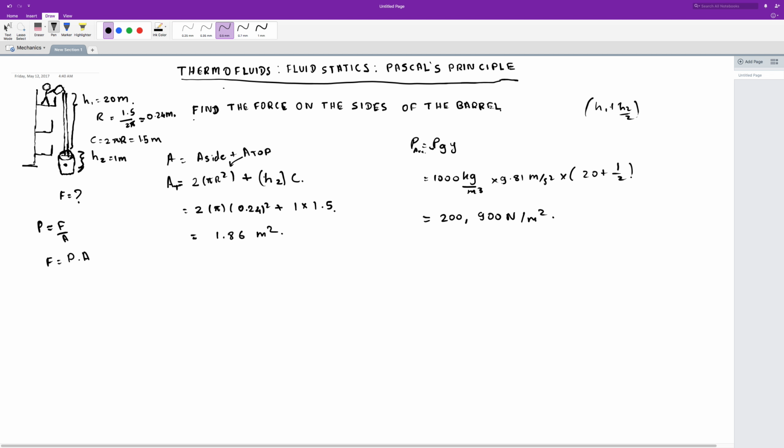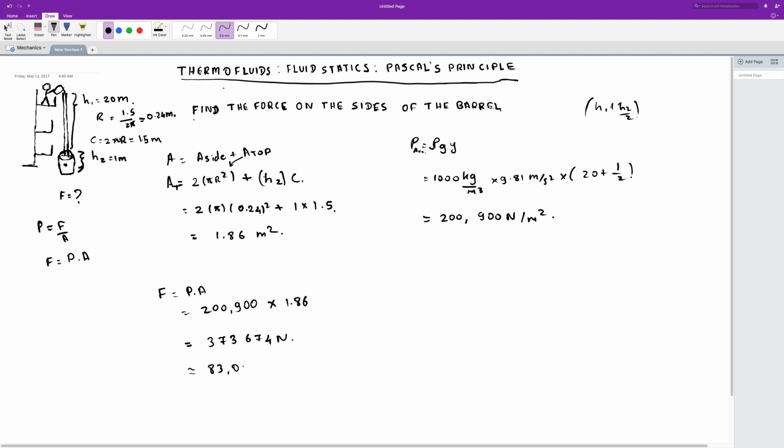Now we can calculate the F. F is going to be simply the multiplication of these two. So F is going to be equal to P times A, so 200,900 times 1.86 meters squared. If we multiply, this comes out to be 373,674 Newton. If you want to give it in pounds, this is approximately 83,000 pounds. And that's the final answer.